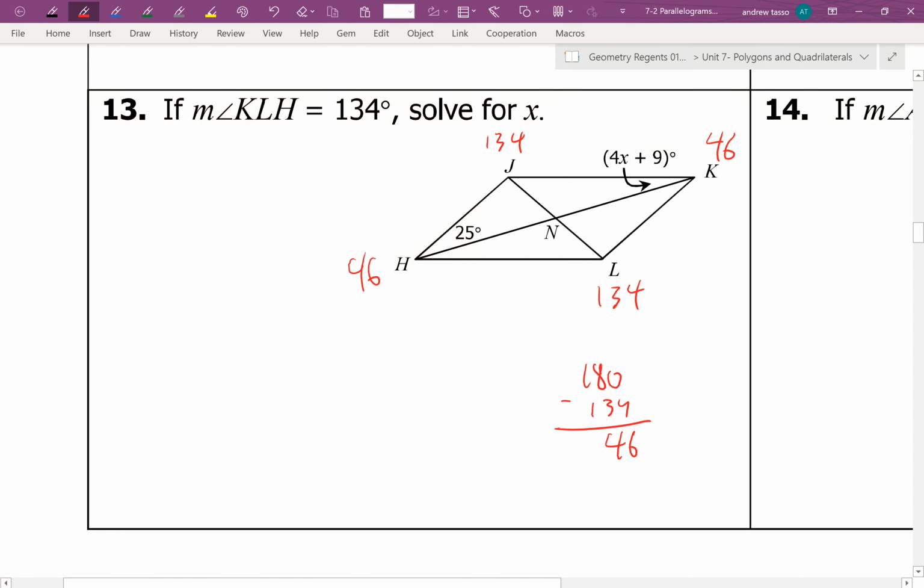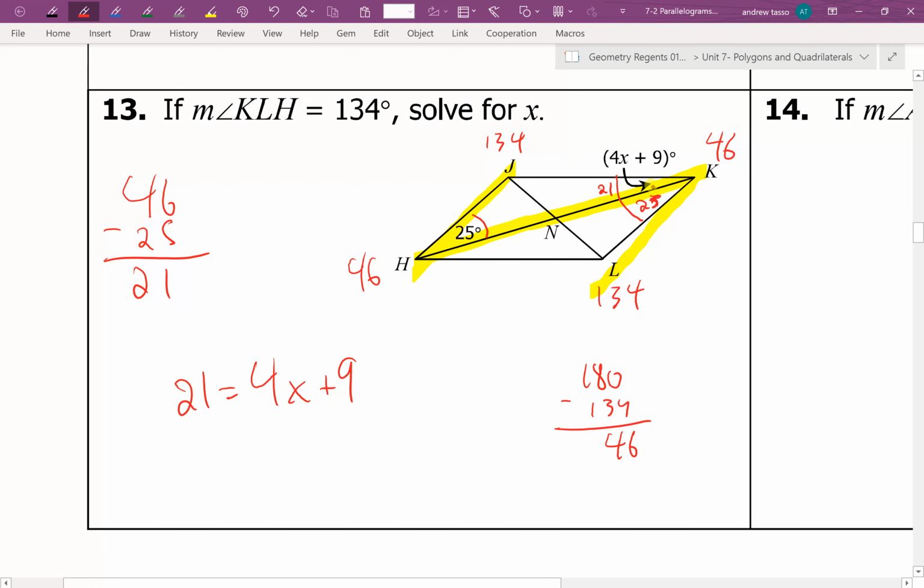Okay. So the next thing I notice is that since this is 25, we remember about the parallel lines cut by a transversal creates alternate interior angles. So if this is 25, then this one here would also be 25, right? And if that whole angle has to be 46, I could do 46 subtract 25 and get 21 for this angle here. So we could take 21 and set that equal to 4x plus 9, right?